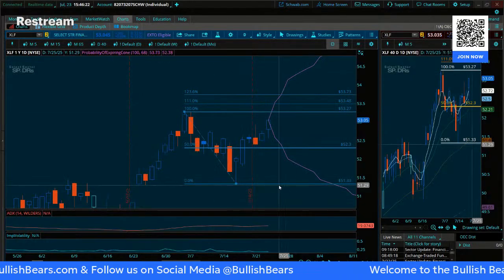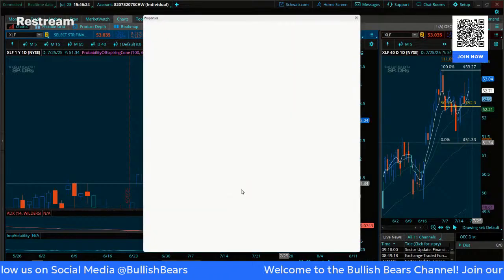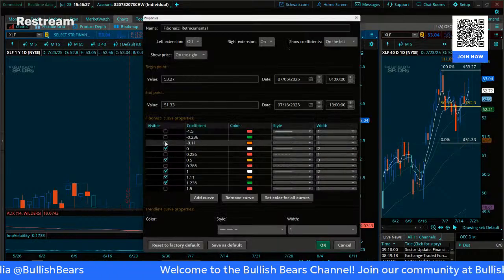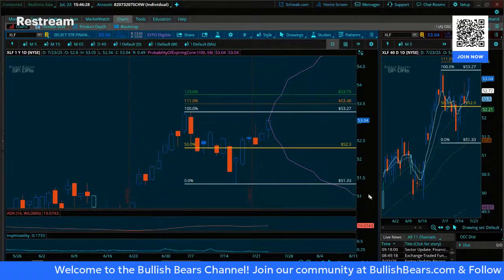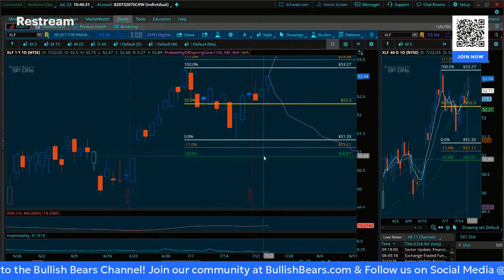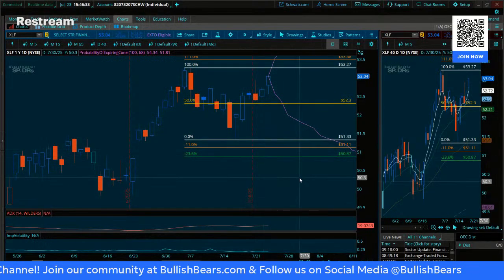Same thing for the downside. If I was looking for a lower low and we breached that 51.33 to the downside, it would be the 111 and the 1236 down there. That's the OCC right there, 50.87.